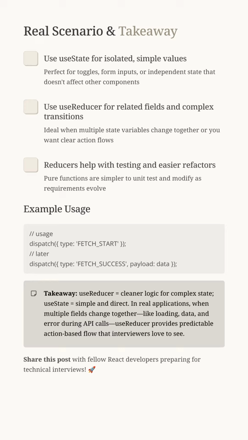The rule of thumb is simple. useState is best for isolated, simple values, like a toggle or a form input. But when you're dealing with multiple fields that change together, or complex transitions, useReducer gives you cleaner logic, easier testing, and simpler refactors. The big takeaway: useState is simple and direct.